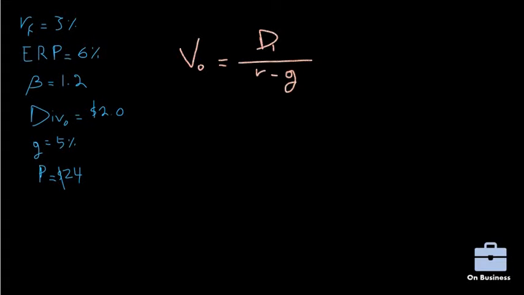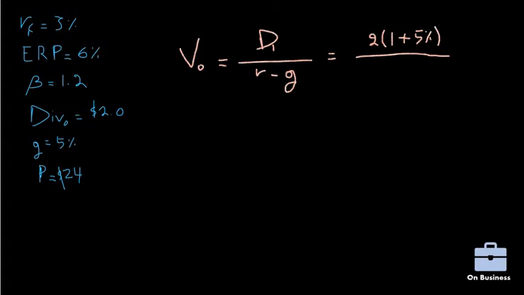whereby R is the cost of capital and G is growth. So I have D1, it's just 2 multiplied by 1 plus the growth rate. So this is 2 into 1 plus 5%. And now in the denominator we have to put R, which is the cost of capital. So how do we get it?